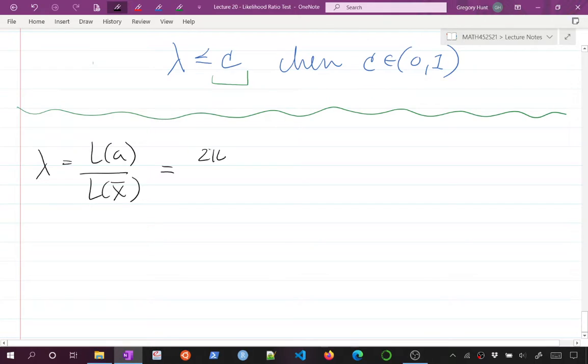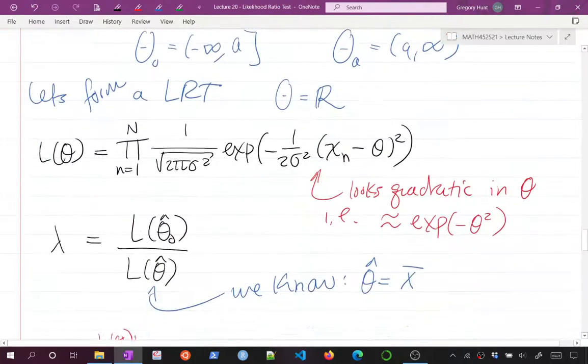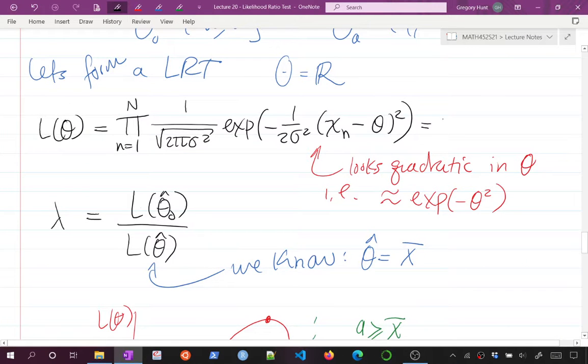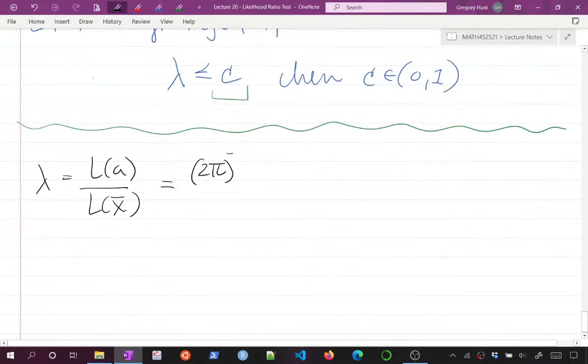And I'll just simplify it. It's 2 pi. Well, let's go up, right? So way back up here we wrote what L was, and you could simplify this thing. It's like 2 pi to the negative n over 2, sigma squared to the negative n over 2, e to the whatever, to the sum of that stuff. That's L. And so it's 2 pi to the negative n over 2, sigma squared, which we know, to the negative n over 2.